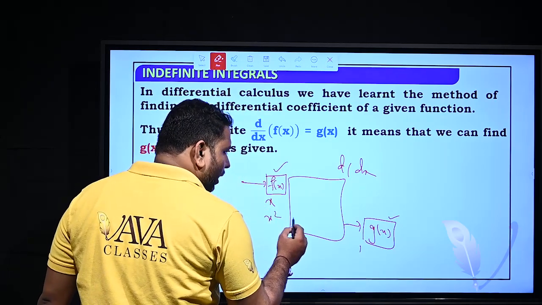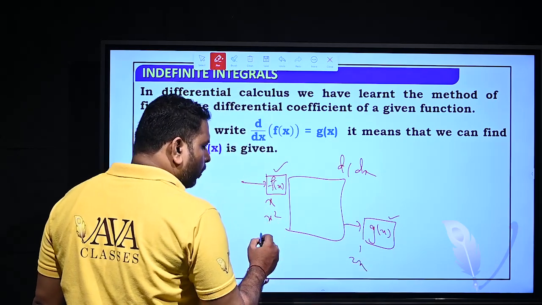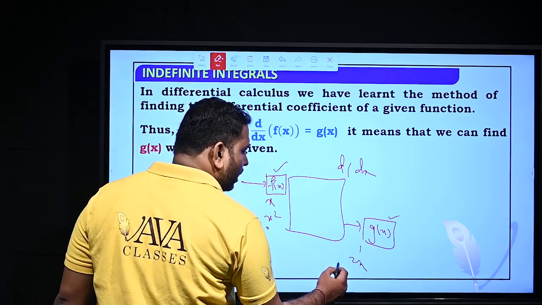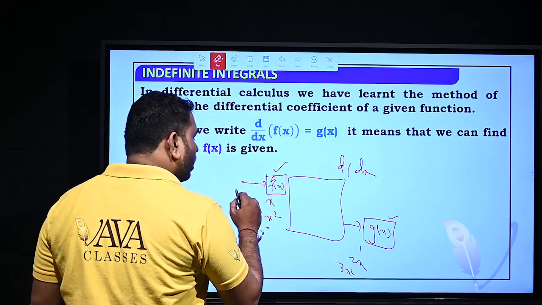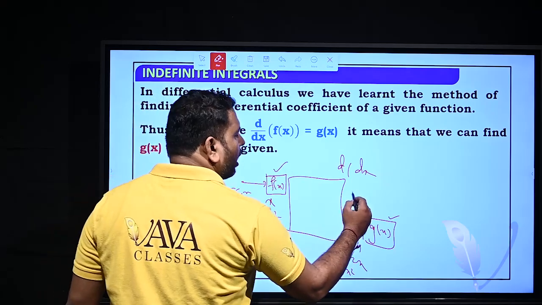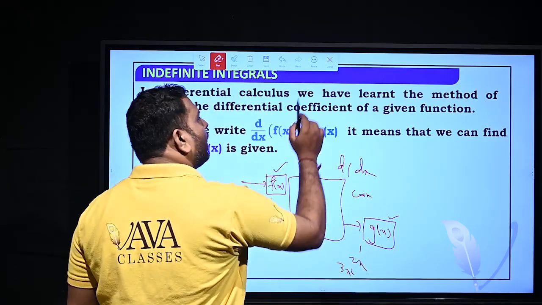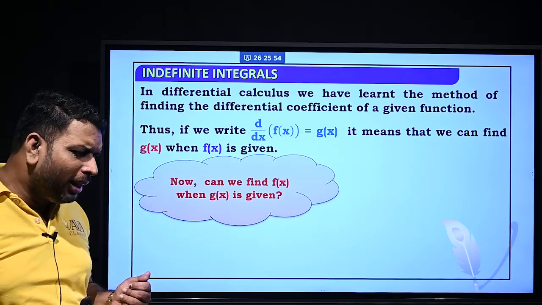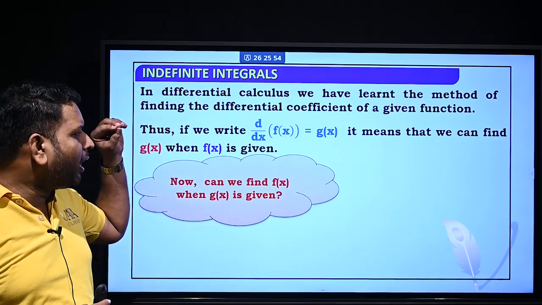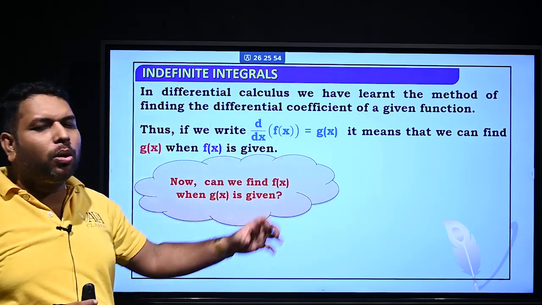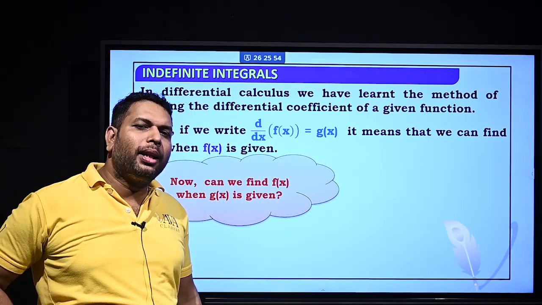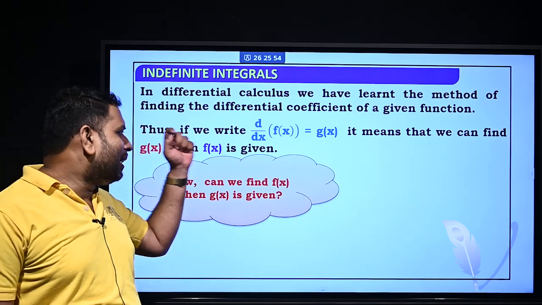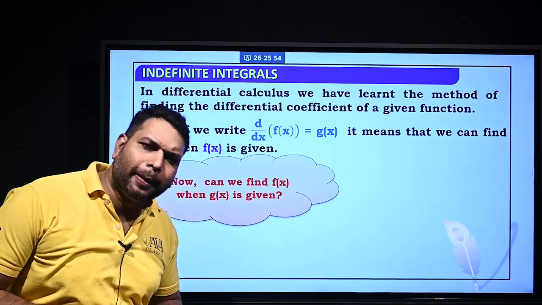If you put x square, the output is 2x. If you put x cube, the corresponding output is 3x square. If your input is sin x, then the corresponding output is cos x. So here in this machine, if you give the input f(x), you get the output g(x). That is, we can find g(x) when f(x) is given.